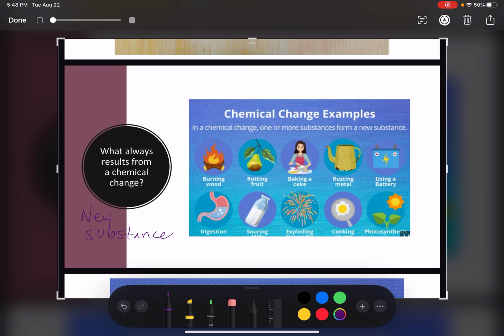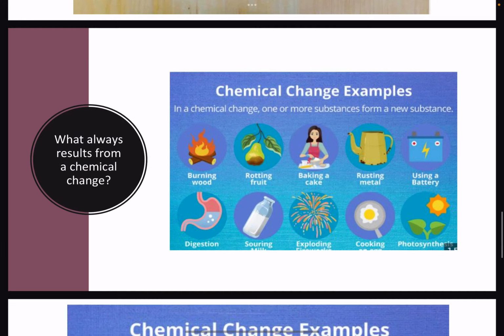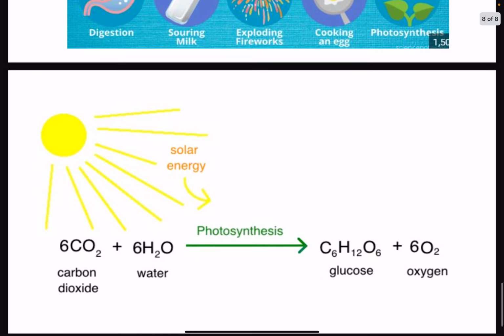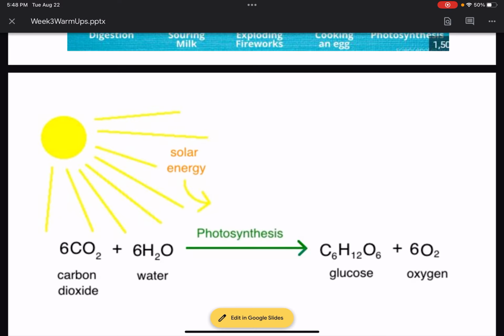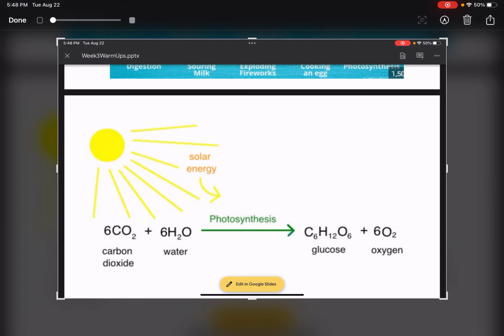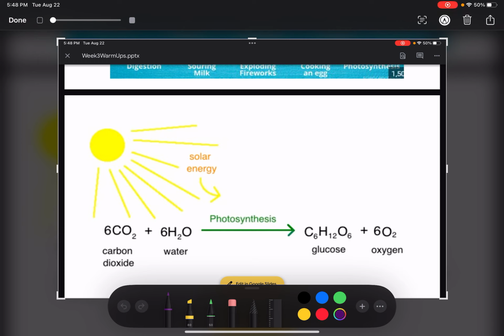Fireworks, souring milk. Souring milk is kind of like just rotting food. Okay, it's another way that it's kind of breaking down. Photosynthesis is probably my favorite chemical reaction because without it, we wouldn't be alive. So let's go ahead and look at that. If we can just fast forward here and move this down, you can see that this is a great example of a chemical change. This chemical change, everyone depends on.